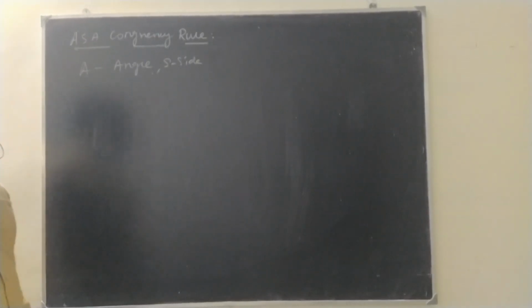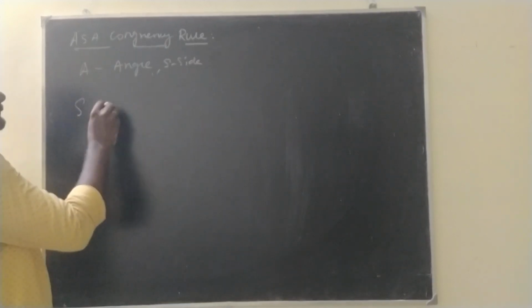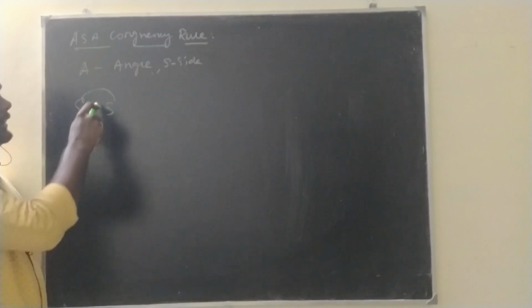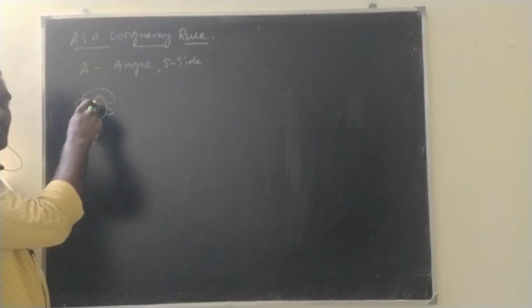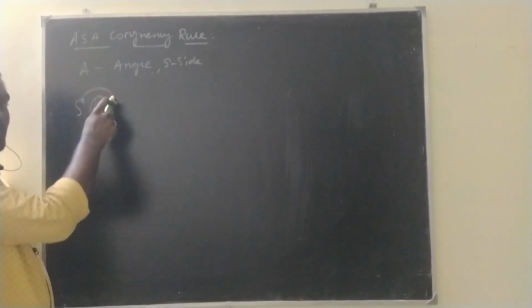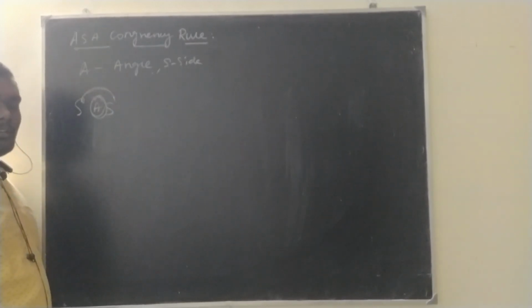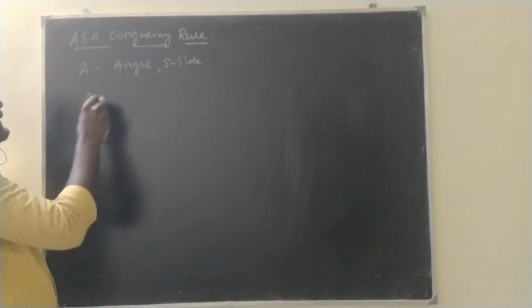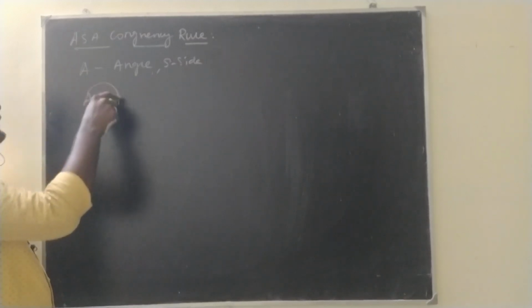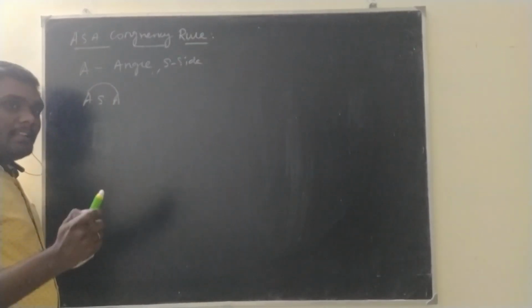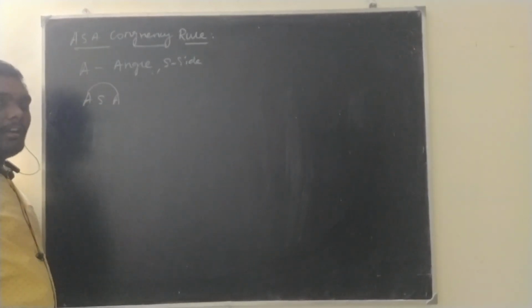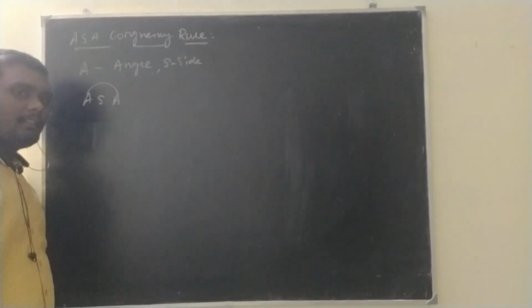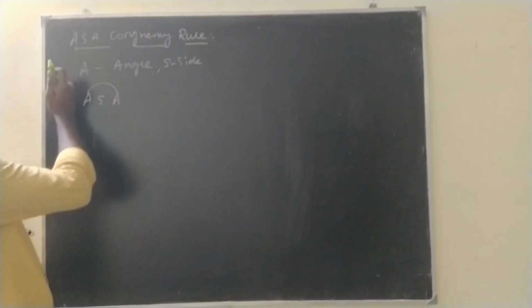Previously in SAS, what have we seen? Two sides will be equal, and in the middle there will be one angle that will be equal. Now, similarly, when they say ASA, it means two angles should be equal, and the side which is common to both angles, the common arm of both angles, is equal. Common arm means that side should be equal. So then we can say it is the ASA congruency rule or axiom.